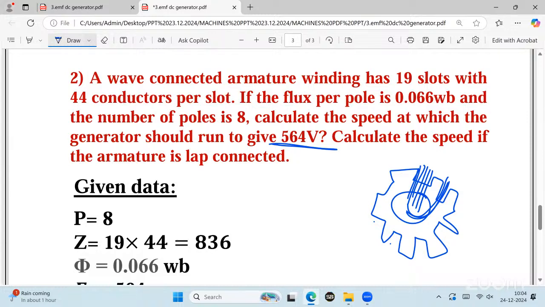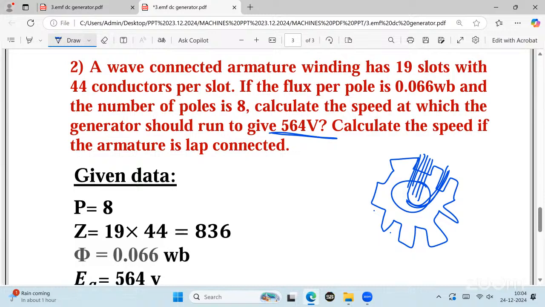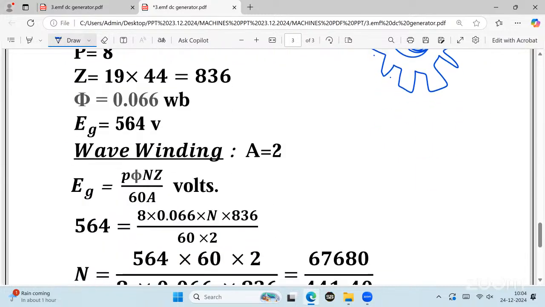Number of poles, 8. Confirm the design is 8. Next one, total conductors for the armature, 19 into 44. Next one, flux, 0.066 Weber. Next one, EG. What is EG? 564. Wave winding, A is equal to 2. Write the formula. EG is equal to P into phi. So we have to find out only N. Get the answer.